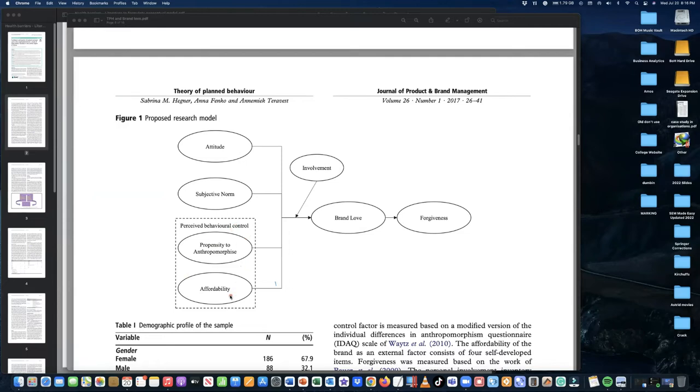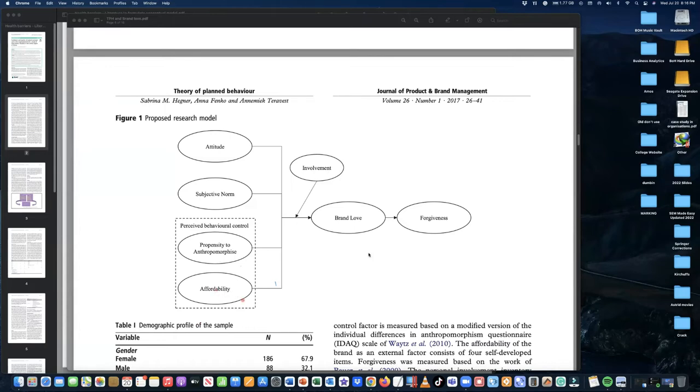Because in the ideal sense of the theory of planned behavior, the person who developed it didn't tell us what you should put in here. He just said the control factors, situational impediments. So everything you're studying may have different situational impediments. But one of the things that tends to be required a lot in many of the studies is self-efficacy and then income. Income is related to affordability.